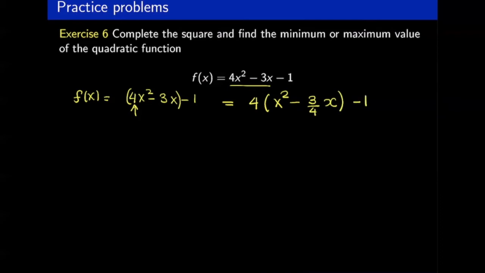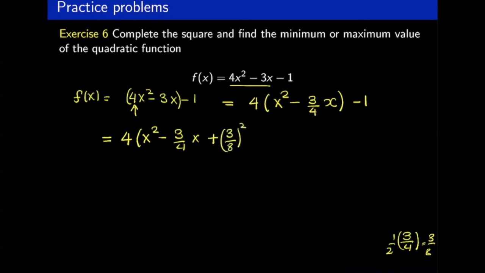Now in the next step, we will add and subtract a number. To calculate this number, we look at this 3 over 4x. You take the second coefficient, 3 over 4, and multiply by 1/2. So you get 3 over 8. We're going to add the square of 3 over 8, and then we're also going to subtract it, because if we add something, we have to also subtract that same constant. So this is inside the parentheses, and that negative 1 is on the outside.